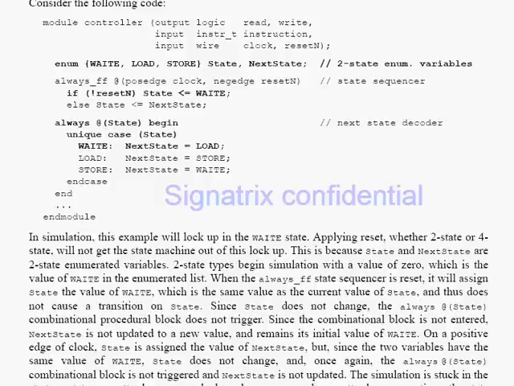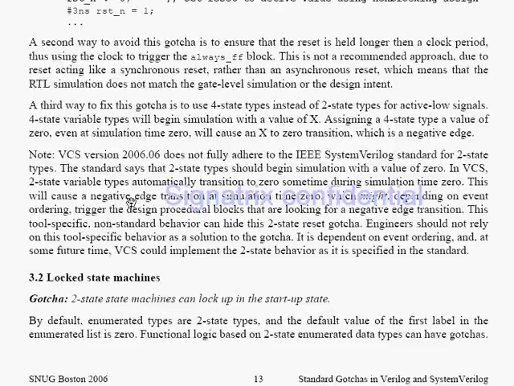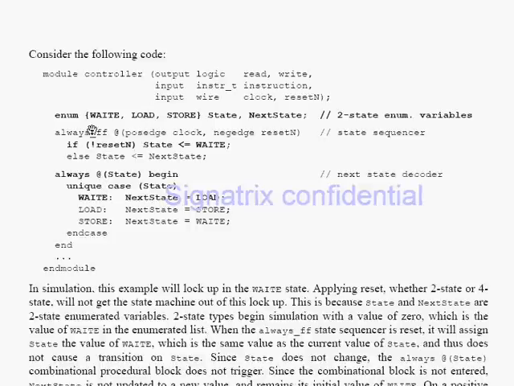So what is the problem is a locked state machine. Sometimes we know that there is locking in your state machine. How to avoid that? Okay, so the enumerated types are two-state types, and the logic value of the first level in the enumerated list is 0. So you see the enumerated type: wait, load and store. So this is 2-bit, 2-state. Wait is 2'b00, load is 2'b01, and store is 2'b10. Okay, these are the values of the two-state variables.